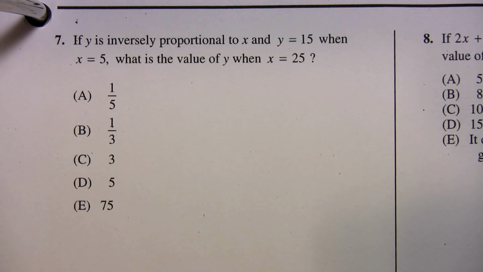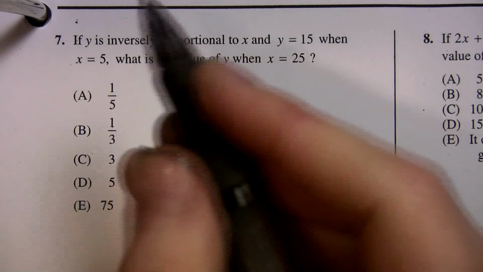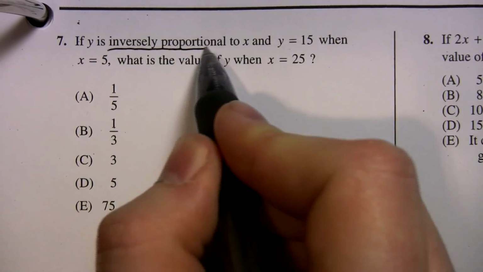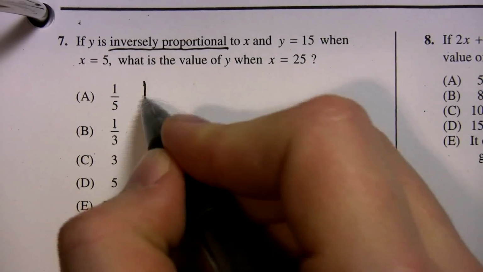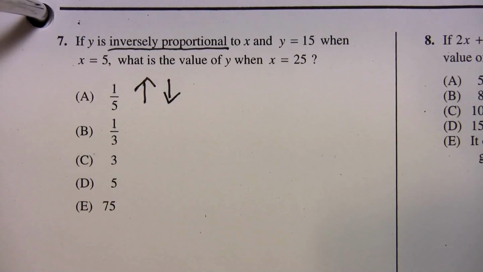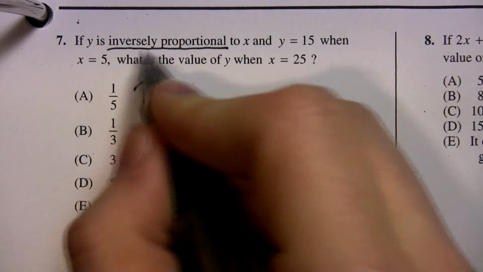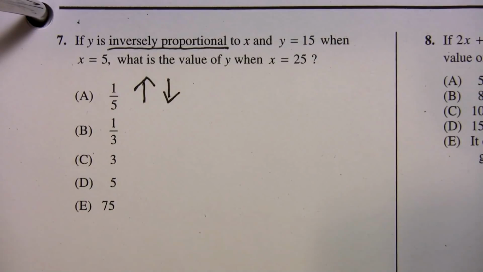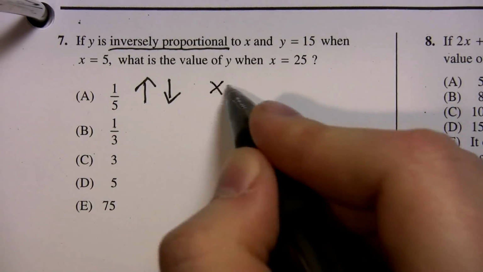Let's take a look. If y is inversely proportional to x and y equals 15 when x equals 5, what is the value of y when x equals 25? Alright, so I can show you a formula how to do this. Before I do that, you should understand what inversely proportional means. What that means is one variable goes up, the other variable has to come down. Okay? So when you get that kind of catchphrase, inversely proportional, you can use this formula.